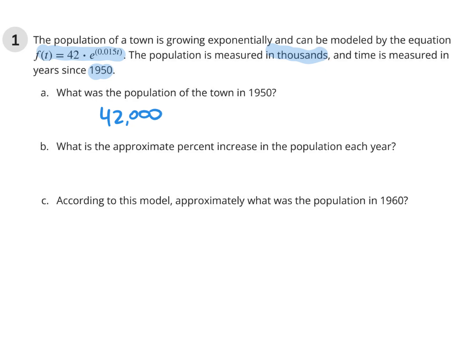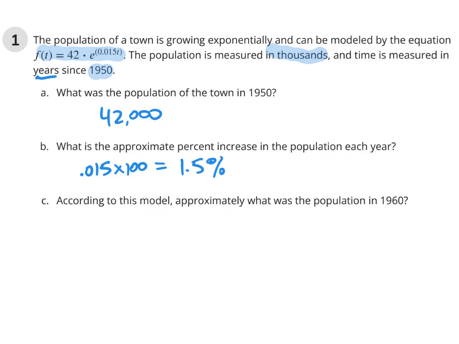What is the approximate percent increase in the population each year? So years is the measurement. And so 0.015 times 100 is 1.5%. And then what was the population? So just stick in t for 10.